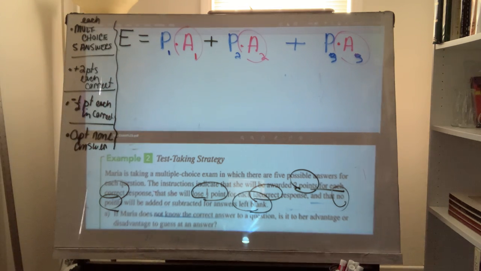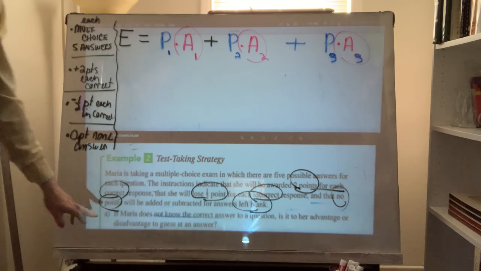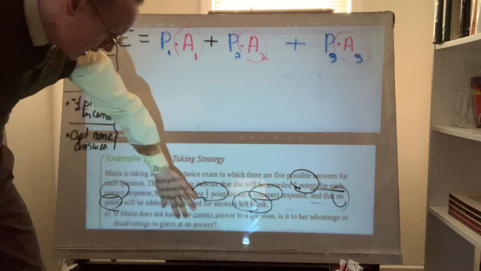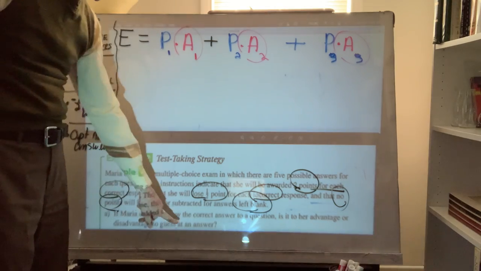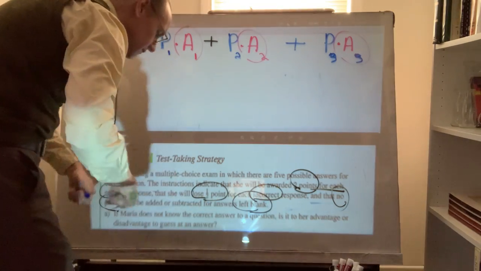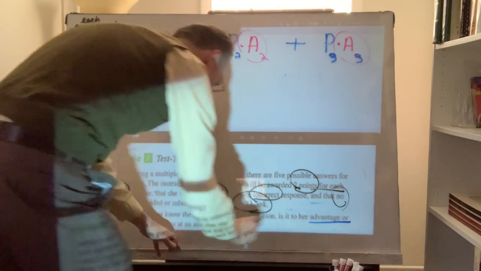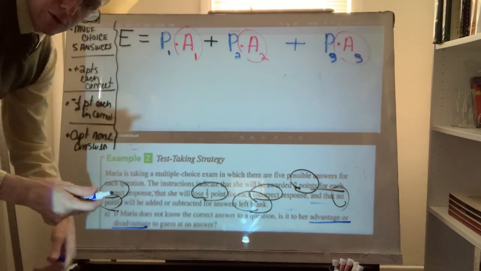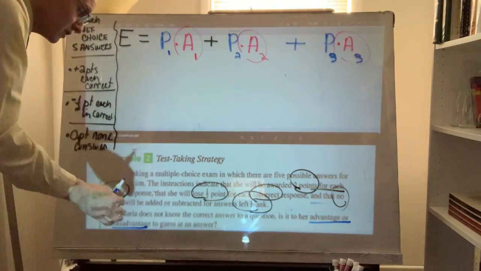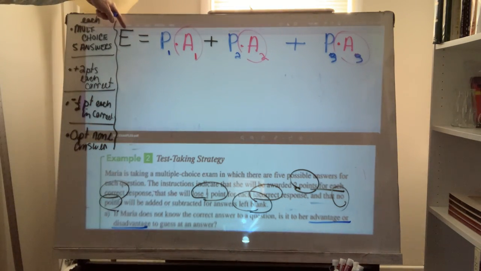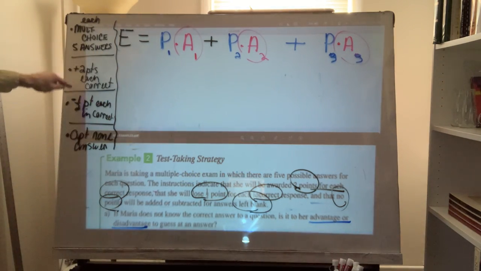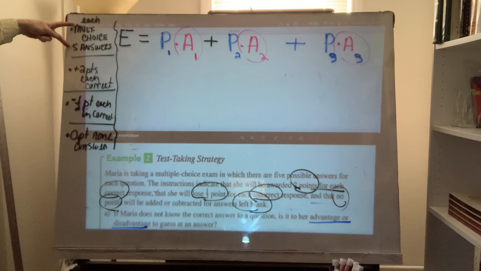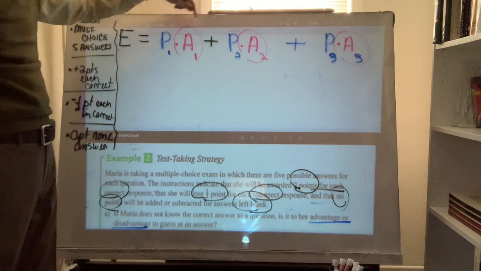Okay. So based upon that information, if Maria does not know the correct answer to a question, is it to her advantage or disadvantage to guess at an answer? When you are asked if it's an advantage or a disadvantage, without using the phrase explicitly, they're asking for an expected value and whether it's going to be positive overall or negative overall. So we have to factor in these points, what they're worth, and then try to determine, based upon this description, multiple choice, five answers each, the probabilities.